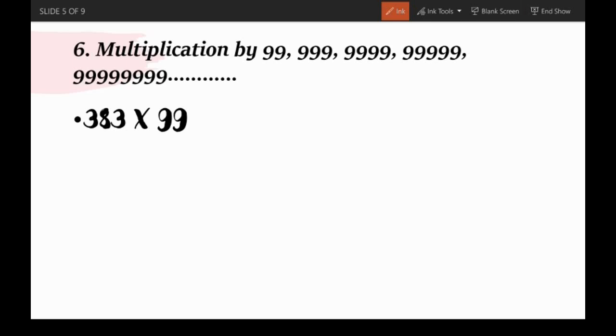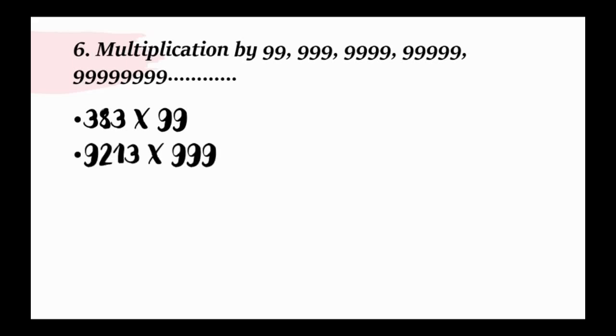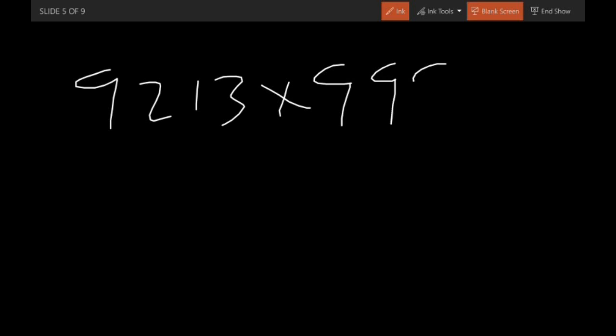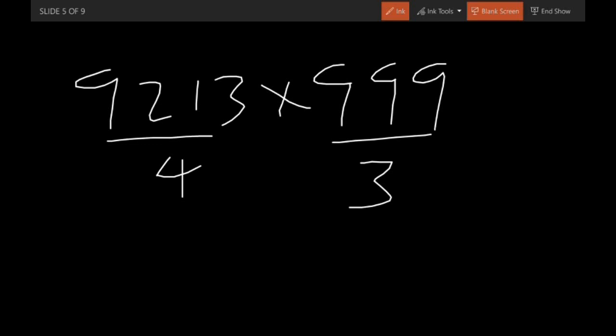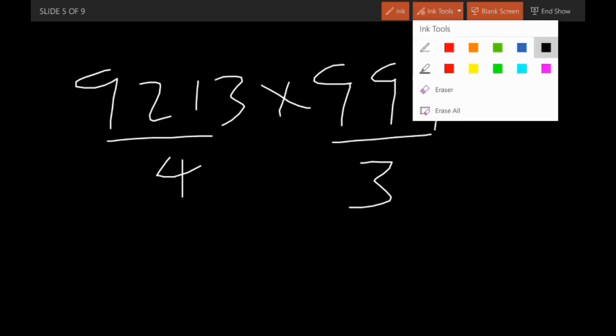Now let's see another example. 9213 into 999. In the first case, we have to see if we have the same number of digits on both sides. So here in this case, 9213 into 999, right? Here we have 4 digits, here we have 3 digits. So it's not the trick from the previous video lecture. We are going to follow the trick that we have just discussed. Since we have fewer digits, we are going to follow today's trick.